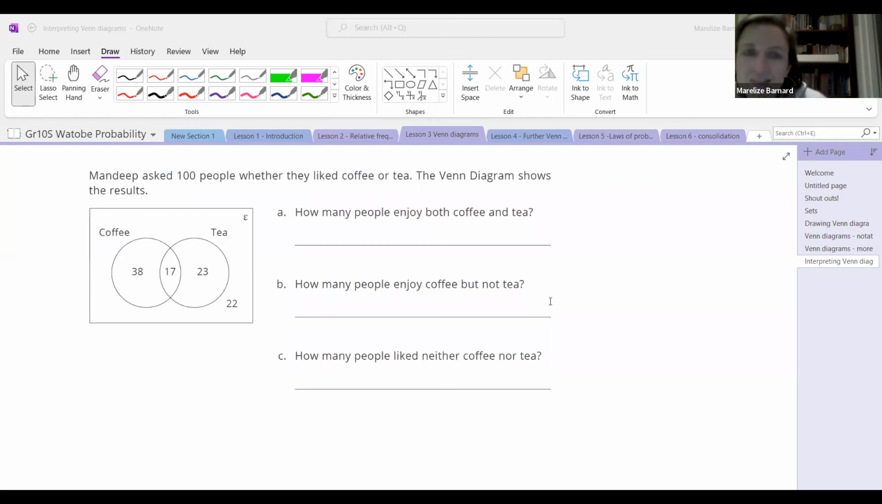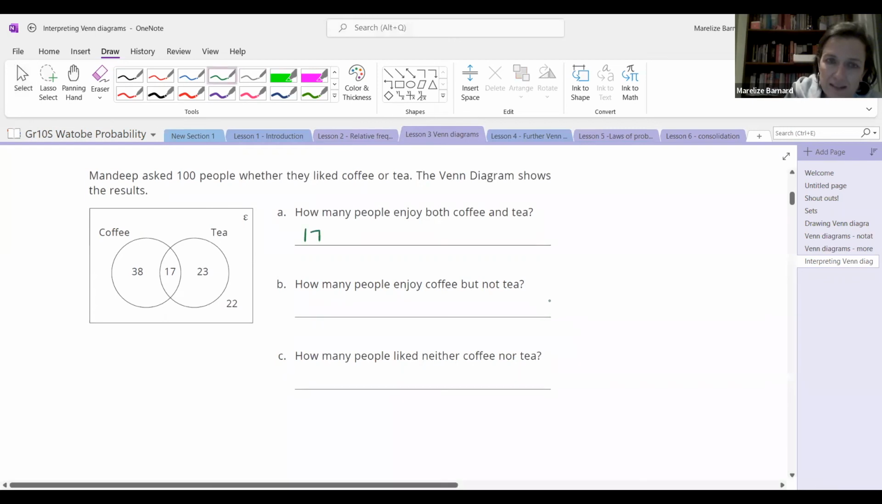Okay, pop your answers in the chat. How many people enjoy both coffee and tea? Yes, that, if we put it into our nice probability language, that is the intersection. Both coffee and tea is 17.